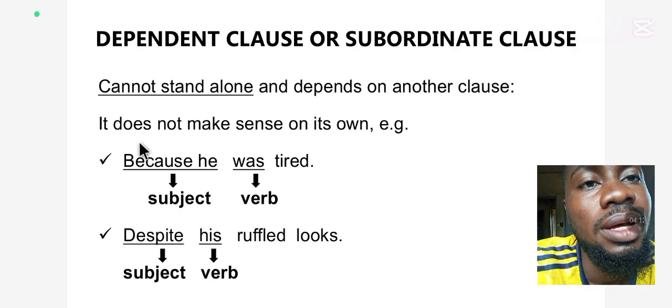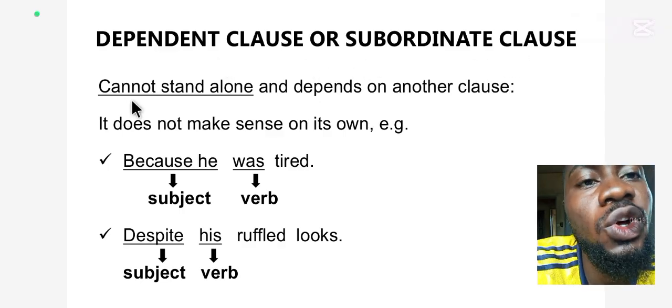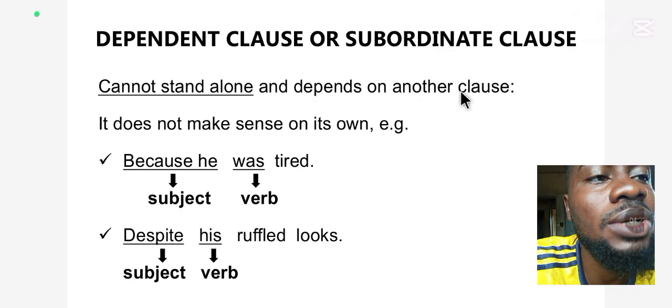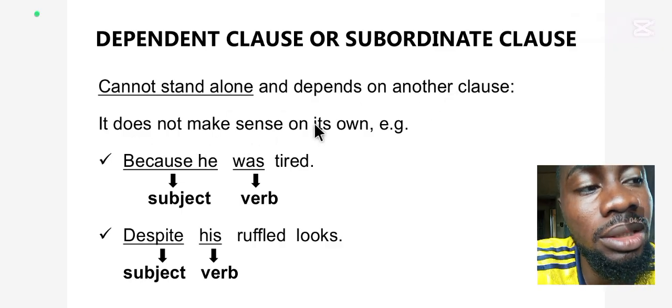Moving on. Dependent clause, or subordinate clause. A subordinate clause cannot stand alone and depends on another clause. It does not make sense on its own. That's what that means in other words.